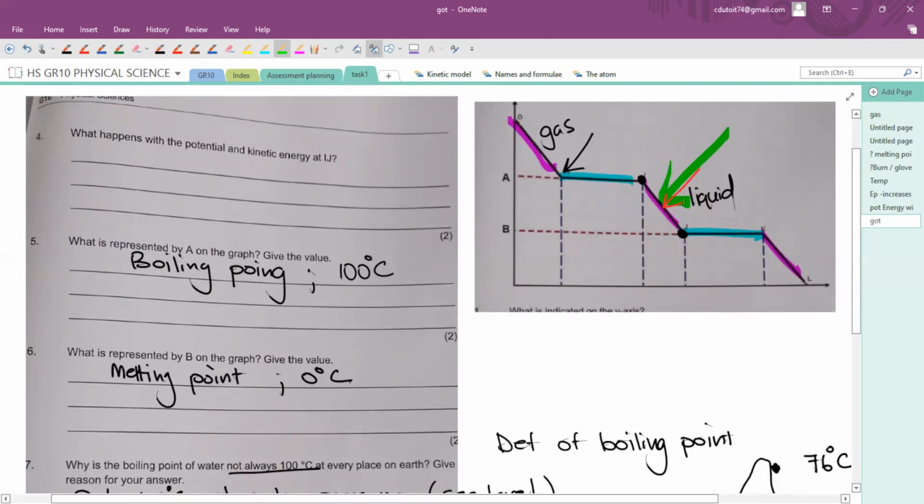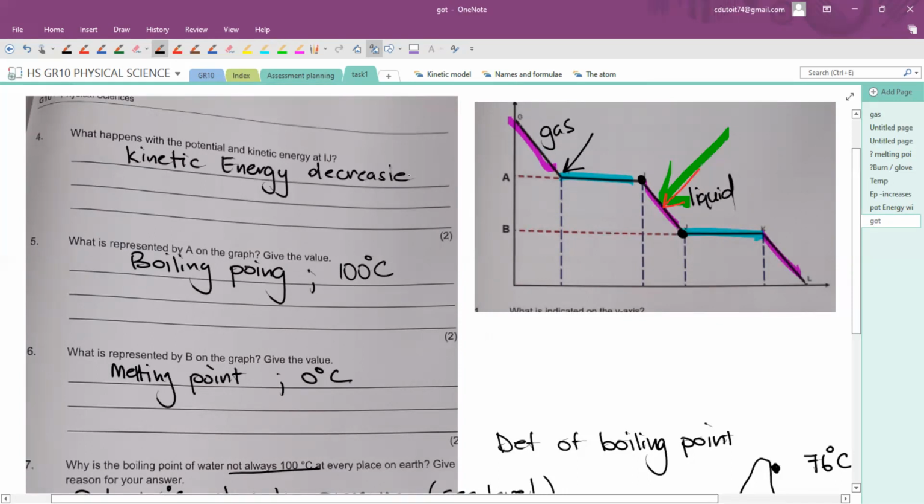It's a liquid. It's that whole section there, the water is in the form of a liquid. We are cooling it. It's become cooler. Cooling means that the molecules are moving slower. So the kinetic energy, I'm just going to write E for energy, is decreasing.